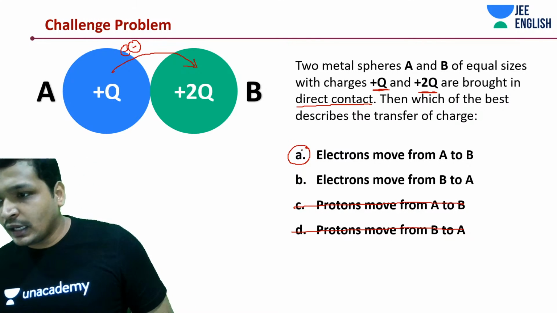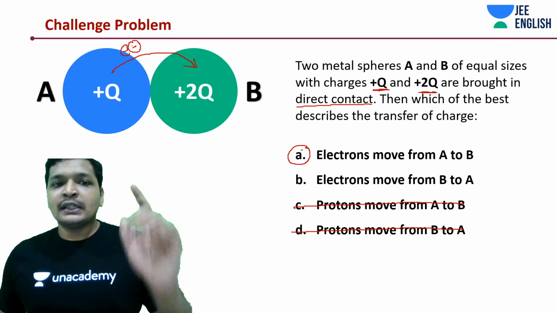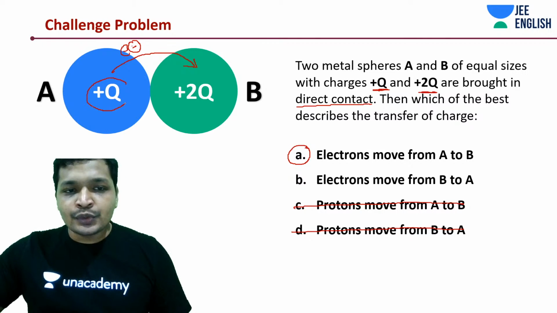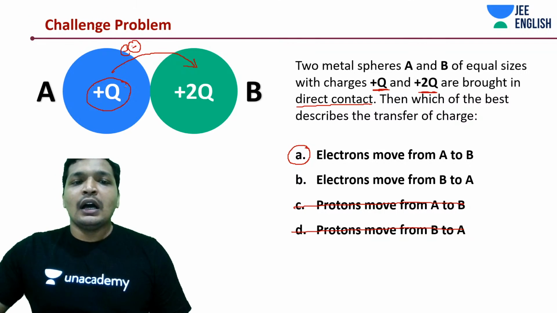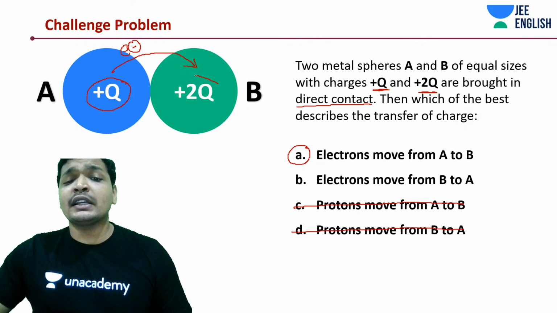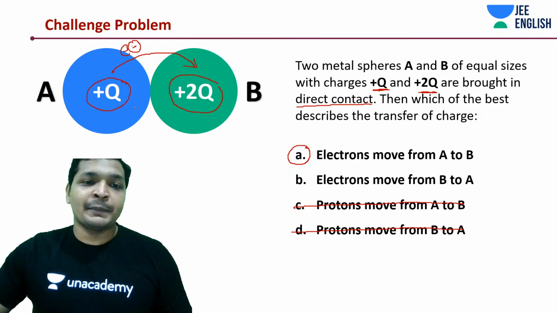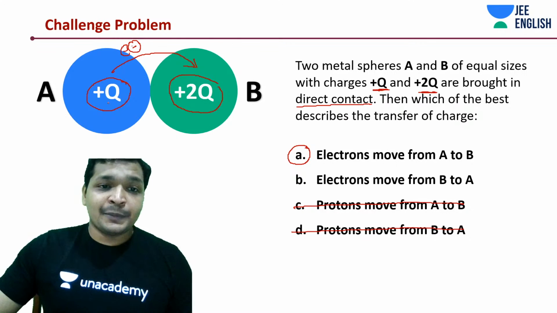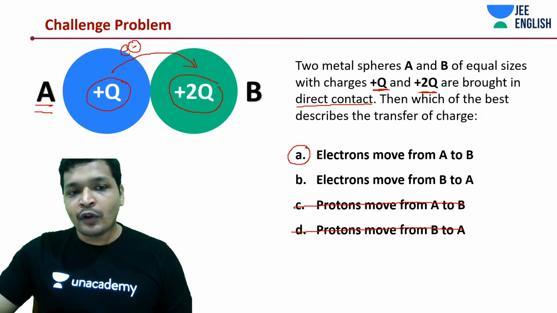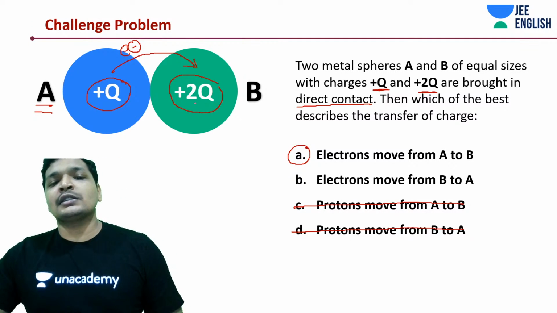It's A to B, Madhu. A to B, guys. I hope this is clear. The plus Q charge sphere has more number of electrons compared to the plus 2Q charge sphere. Let me repeat it again. The plus Q charge sphere A will have more number of electrons compared to the plus 2Q charge sphere B.